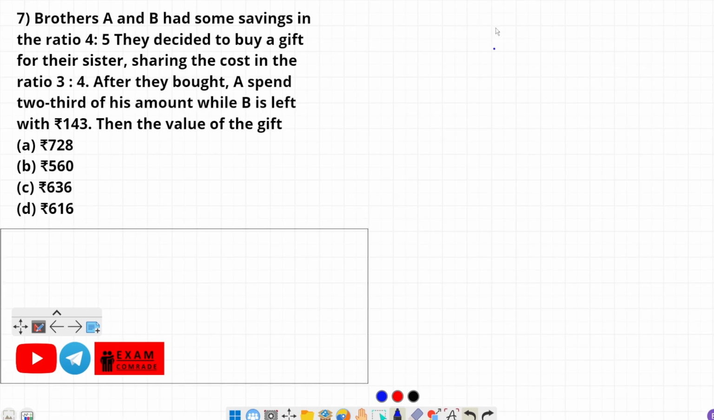Okay, brothers A and B had some savings in the ratio 4:5. This is not an easy question. I think it can be considered as a moderate question. Okay, this is the savings. This is the amount spent on gift. The gift spent is in the ratio 3:4. Okay, the remaining amount will come here.